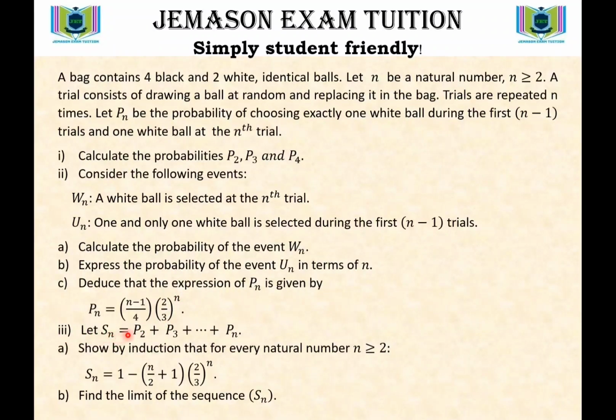3. Let Sn be equal to P2 plus P3 plus the other terms plus Pn. A. Show by induction that for every natural number n greater than or equal to 2, Sn equals 1 minus (n/2 plus 1) times (2/3) to the power n. B. Find the limit of the sequence Sn.